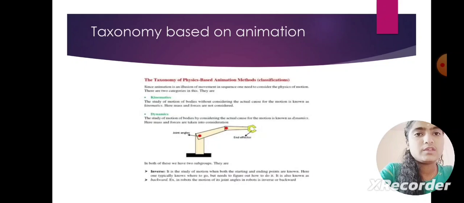Taxonomy based on the animation. Since animation is an illusion of movement in sequence, one needs to consider the physics of motion. There are two categories in this: kinematics and dynamics, and inverse. These are the major steps involved in the taxonomy of animation.